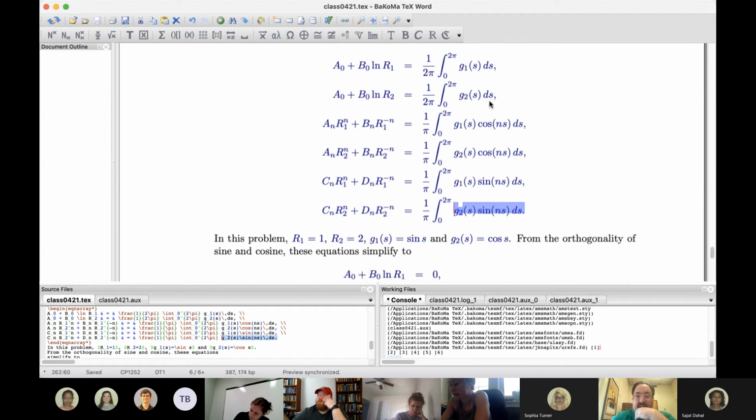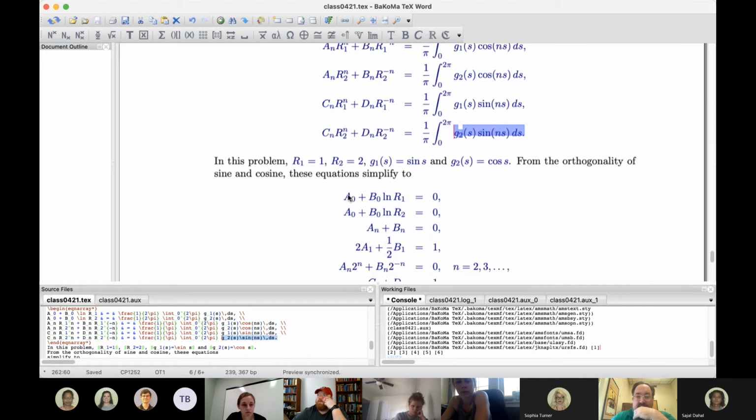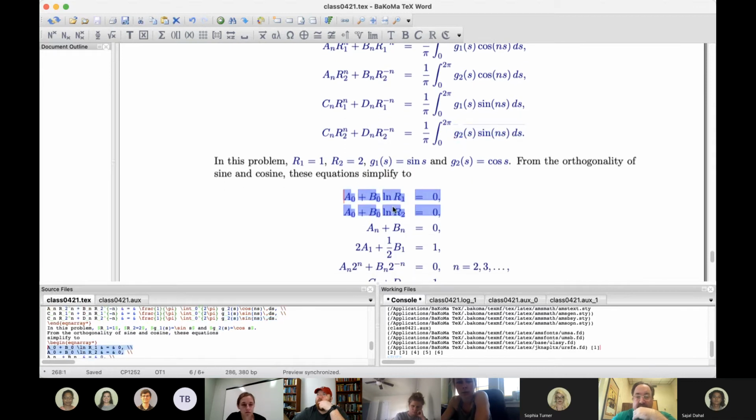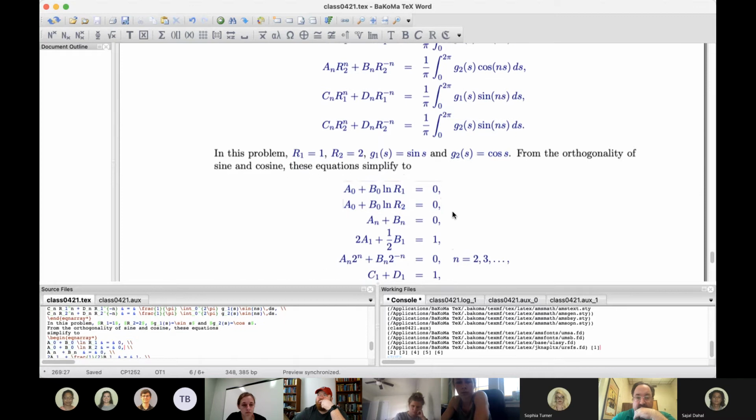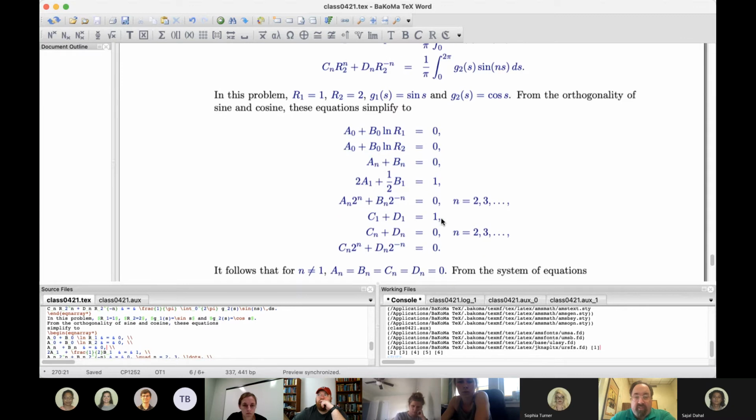So once you fill in the values of these integrals, in this system everything is 0, so A0 and B0 will be 0. This will always be 0. But for the outer radius, we get 1 when n is equal to 1 and 0 otherwise.